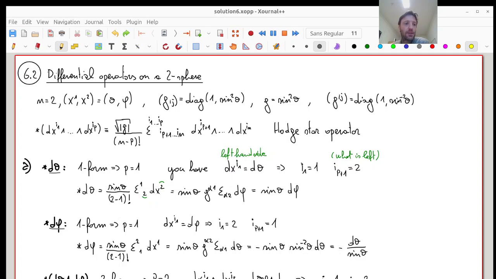Sheet number 6, exercise 2. So this exercise is to get a little bit of practice with differential operators on a two-sphere, in particular also the use of two forms on a two-dimensional sphere.